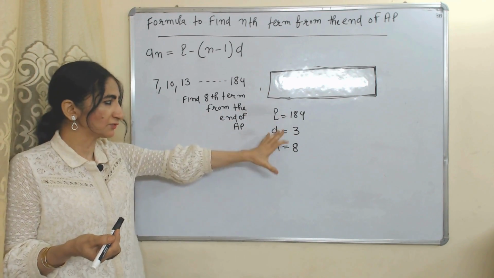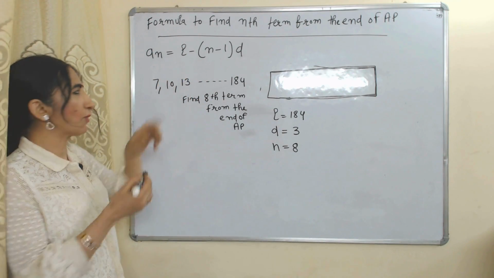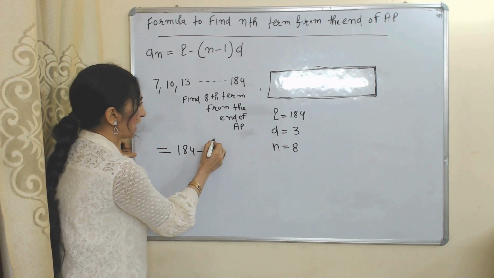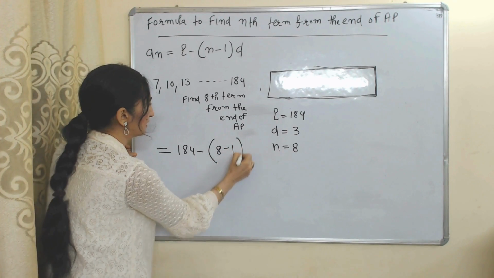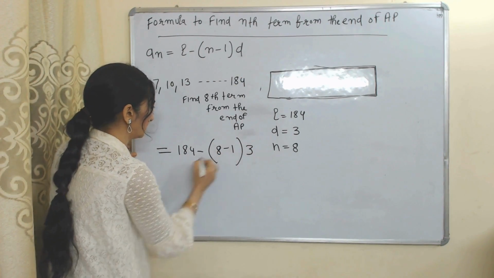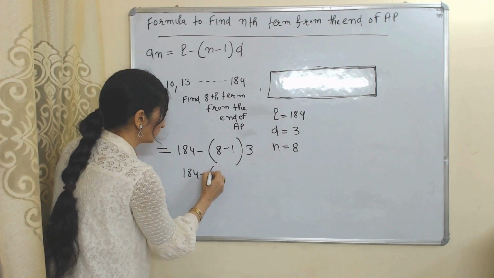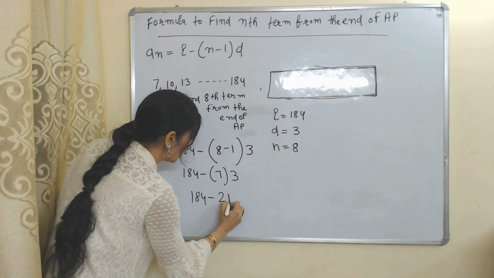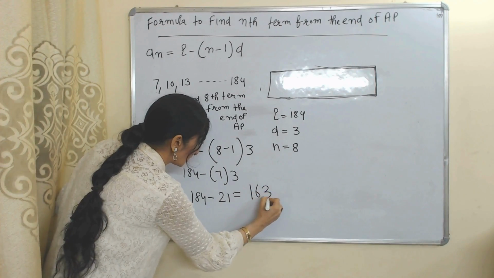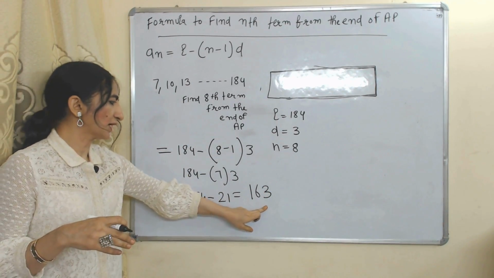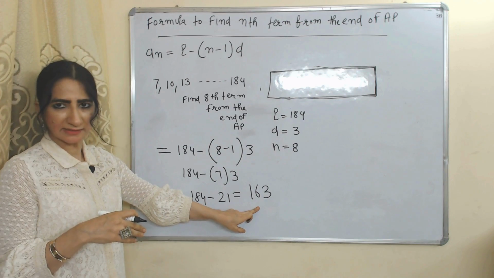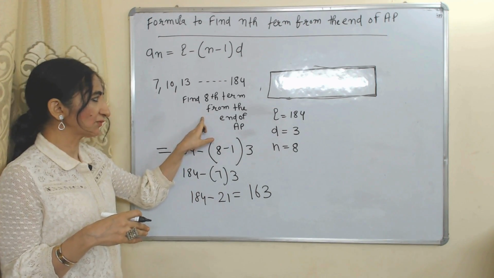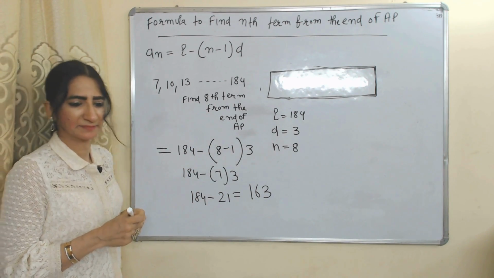We have all these values, just put them in this formula. So l equal to 184, n equal to 8 and d equal to 3. When we solve this, our answer will come 163. So 163 is the 8th term from the end of the AP.